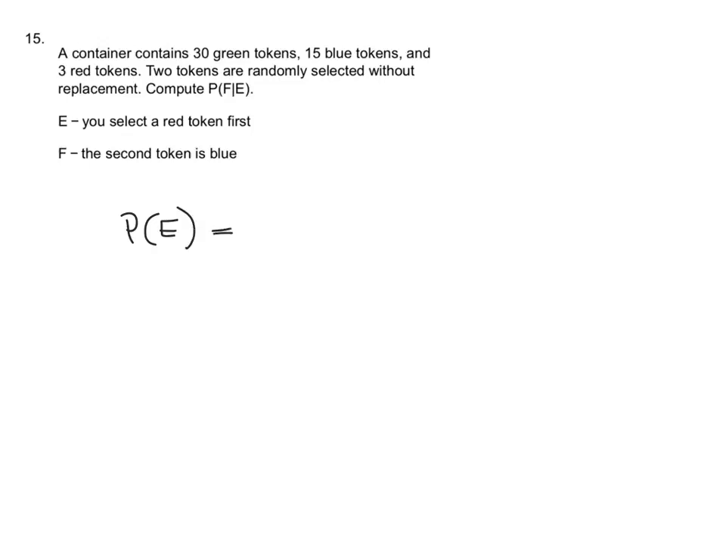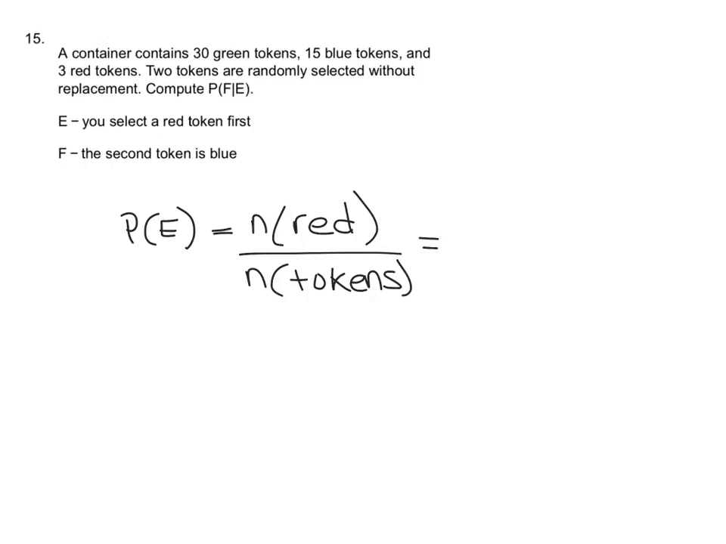This is the probability of selecting a red token first. And this is found by taking the number of red tokens and dividing it by the number of total tokens. So the number of red tokens is 3. And then the number of all tokens is found by adding 30 plus 15 plus 3. And 30 plus 15 plus 3 is 48. So the probability of event E is 3 over 48.